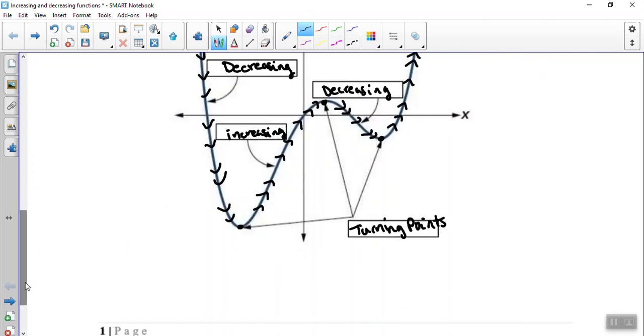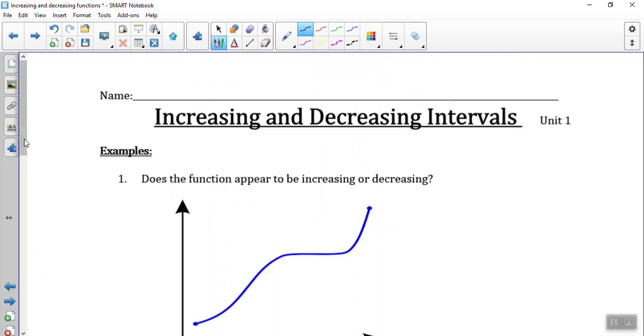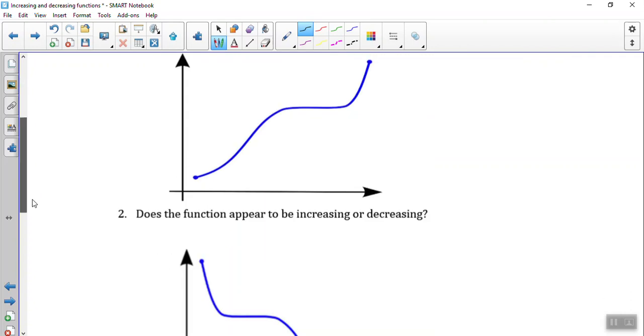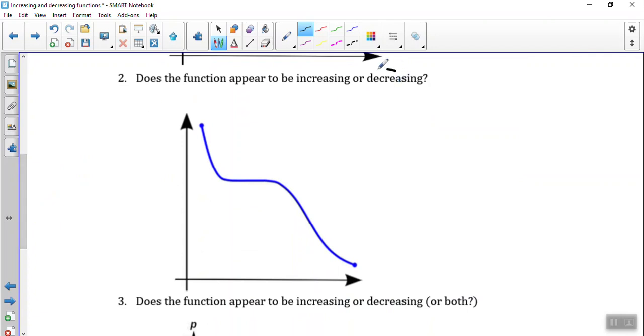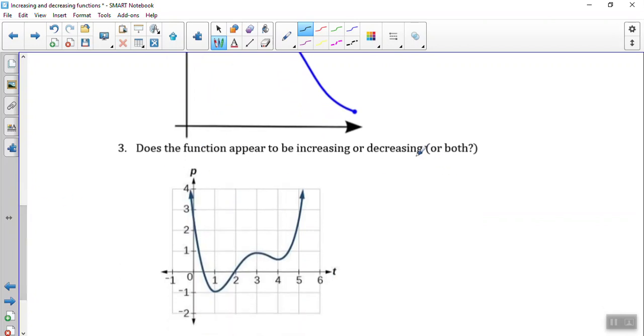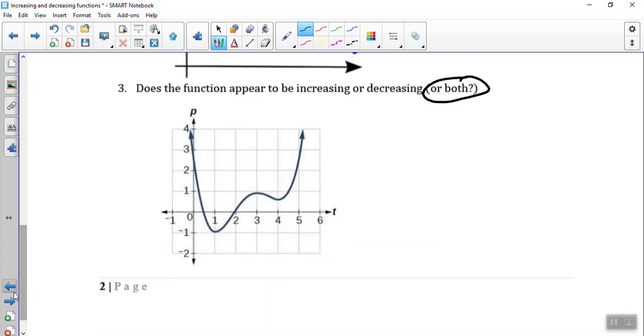Okay. All right. Now we're going to go through some examples. Does this function appear to be increasing or decreasing? It's increasing because it's going up. This function appears to be decreasing because it's going down everywhere. And then here, the function seems to be increasing and decreasing because it's going down here, up, down, up. So it's doing both. Okay.